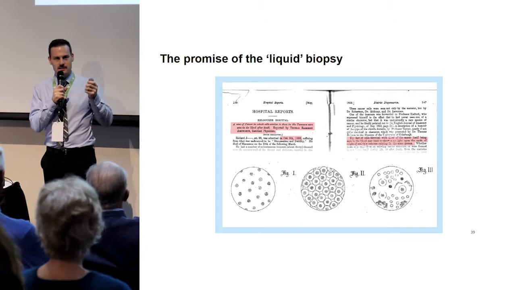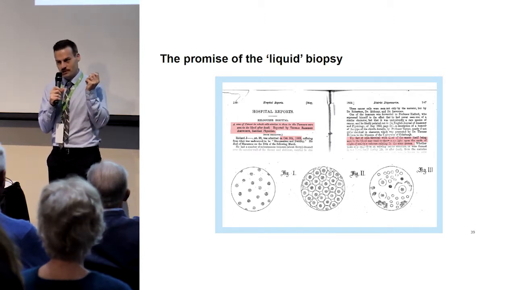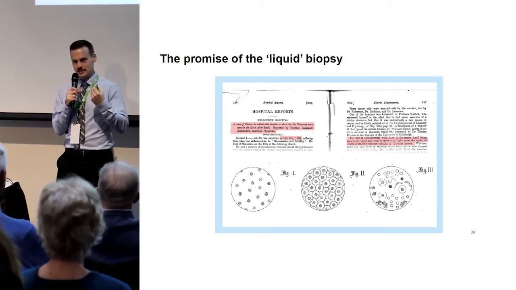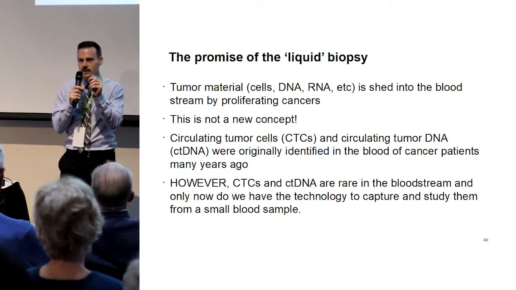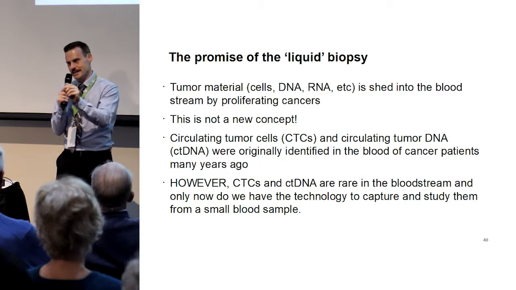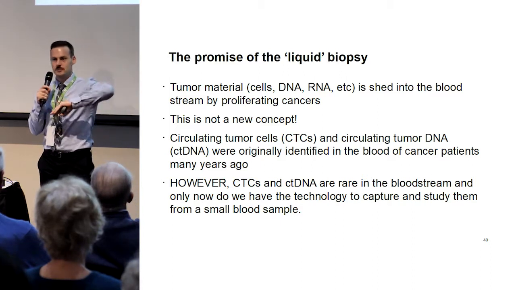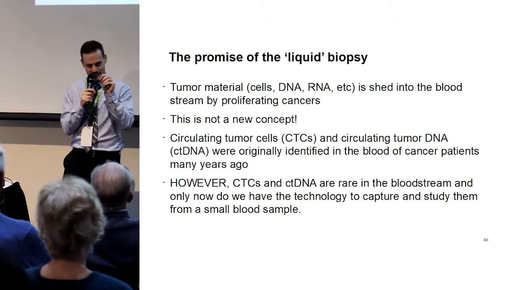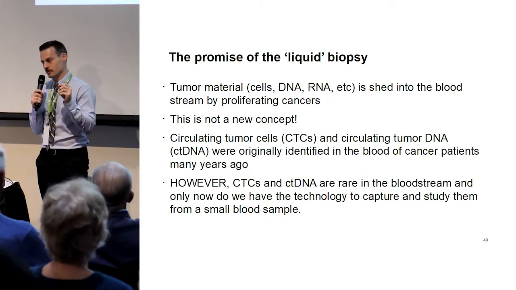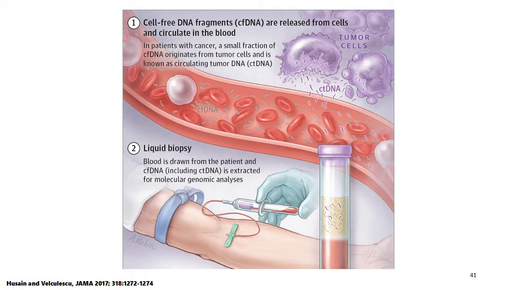The problem is, even though these were recognized over 150 years ago, we didn't have the technology to study this material. So the key now is we do have that technology. We can take a blood sample and identify those very rare cells or DNA molecules, despite all the hundreds and millions of normal blood cells and normal DNA molecules, we can identify the tumor component within that.